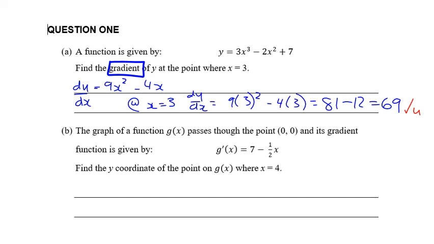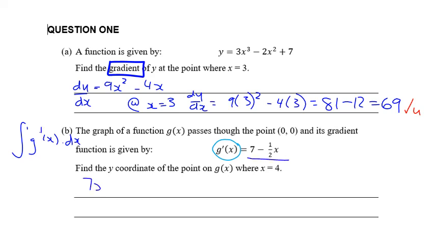Question B. The graph g(x) passes through (0, 0). Its gradient function is that. Find the y coordinate of the point on it. It's quite a convoluted question, eh? Don't need that language, but what are you given? You're given g dash x, so you're going to have to find g(x). All right, so let's integrate g dash x with respect to x.